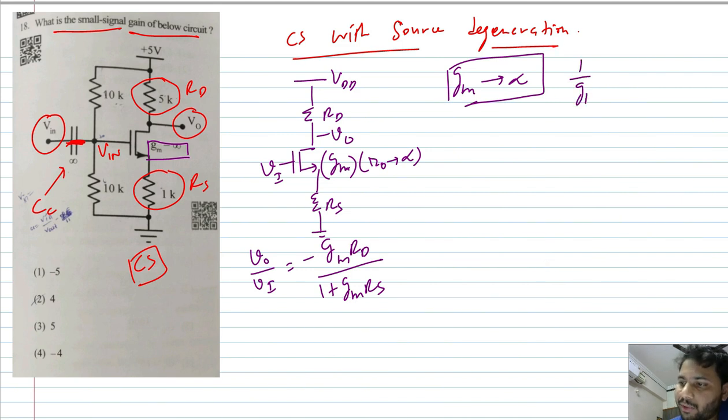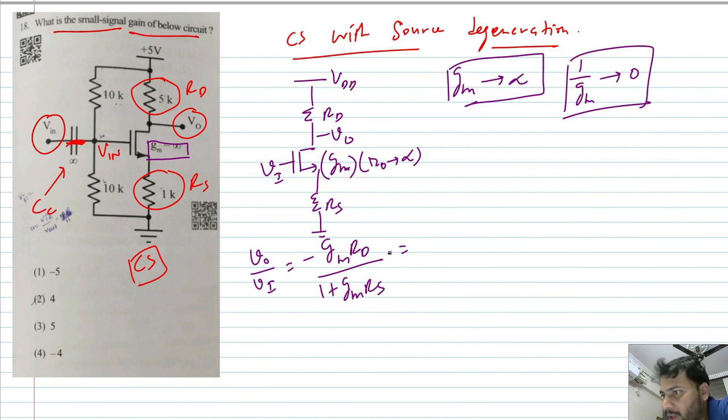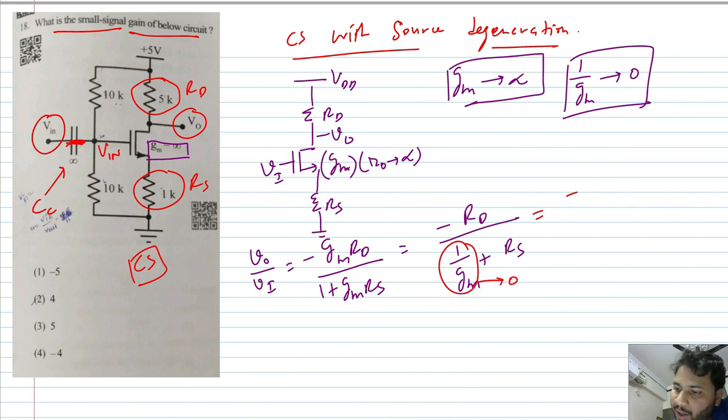So if Gm tends to infinity, obviously 1 by Gm will tend to 0. That is the point. Now in this gain expression, V0 by Vi, let us divide both numerator and denominator by Gm. Then we will get minus Rd upon 1 by Gm plus Rs. Now let us use the fact that Gm tends to infinity, which means 1 by Gm will become 0. So the gain will be simply equal to minus Rd by Rs, which is minus 5 kilo ohms by 1 kilo ohm. So the final answer is minus 5, which is option A.